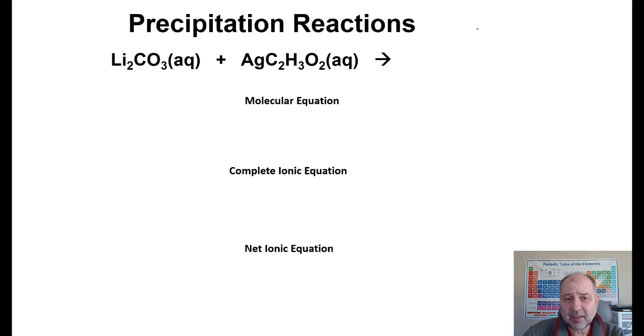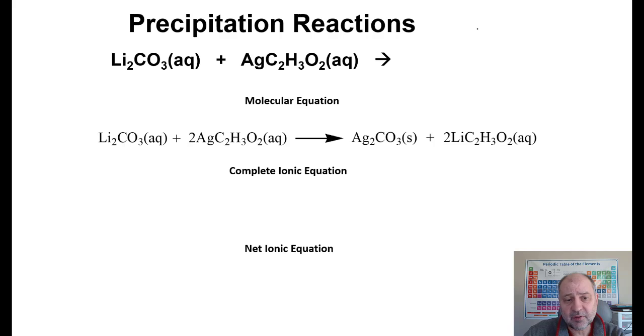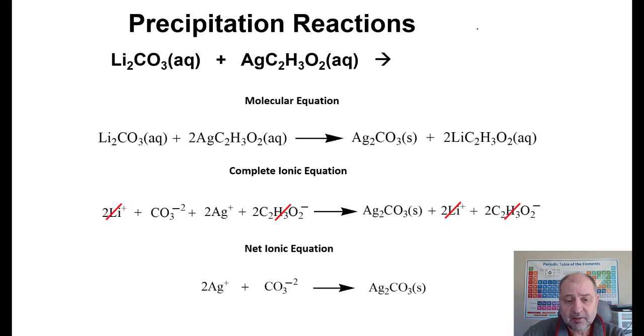Now it's lithium carbonate and silver acetate, so it's basically the same, except I've switched the silver ion out with the copper. So this is the same thing, but it's kind of cleaner, same idea. And okay, let's move on to the next tutorial.